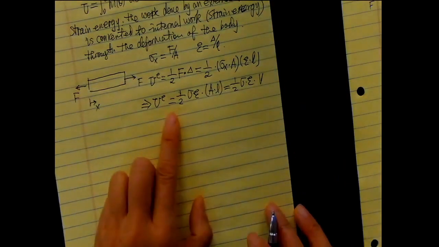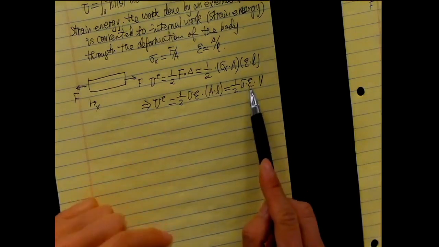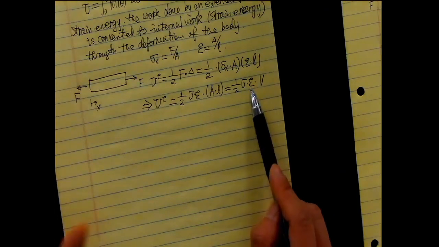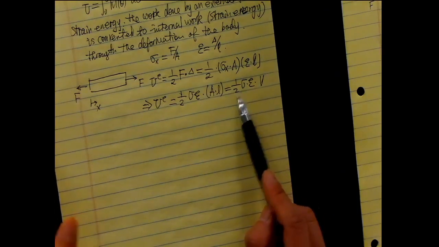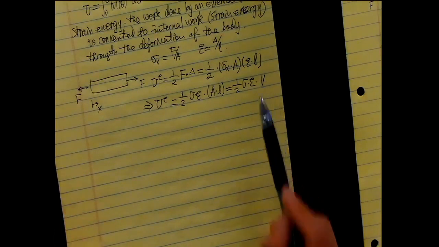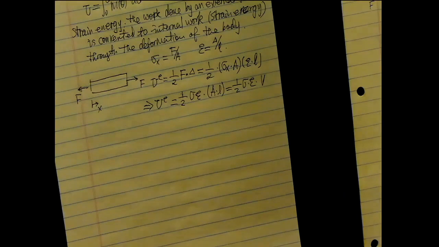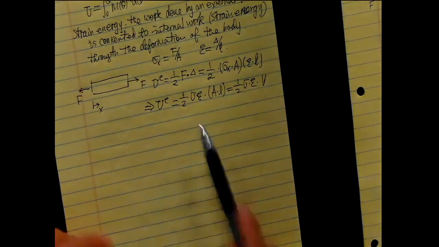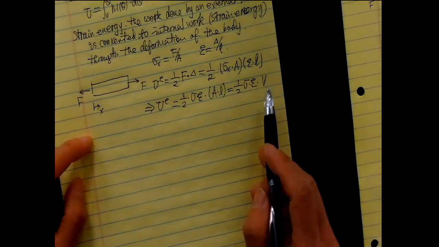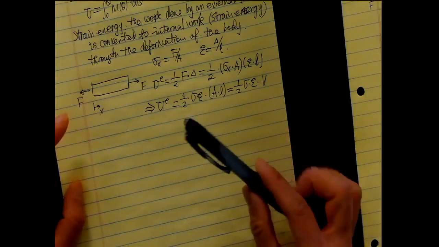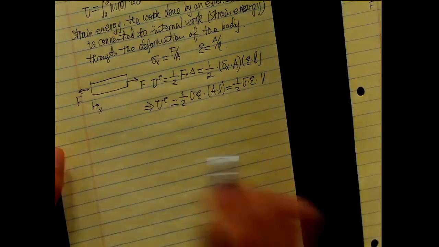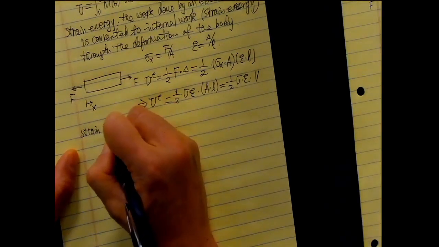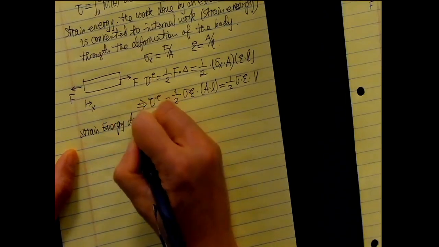So you can see the work is related to stress and strain, right? And if these two are related by Young's modulus, that's what we call strain energy, stress and strain times volume. So the energy stored is proportional to the volume, which sometimes is not a good thing. So we define another term to get rid of the volume. That's the strain energy density.